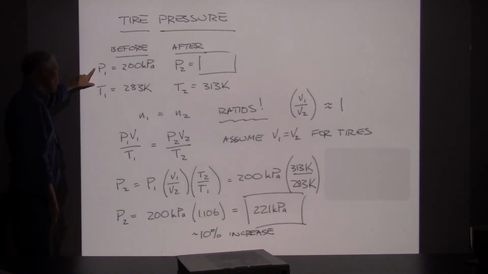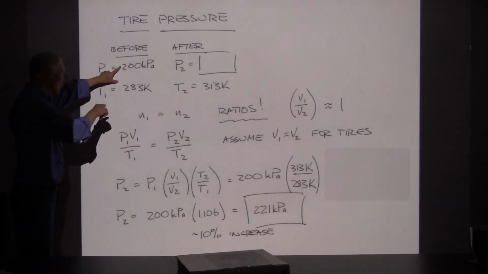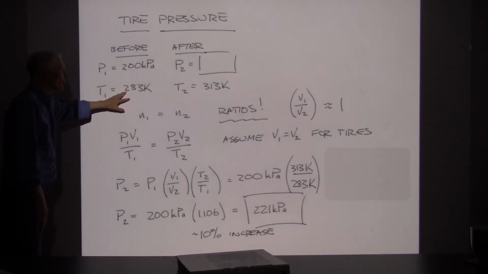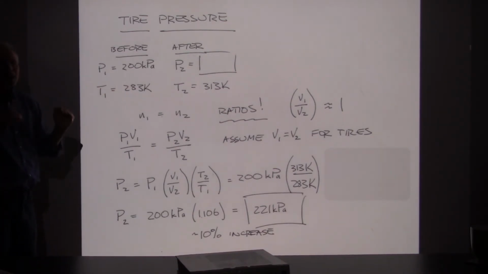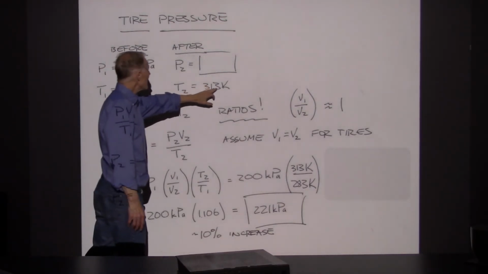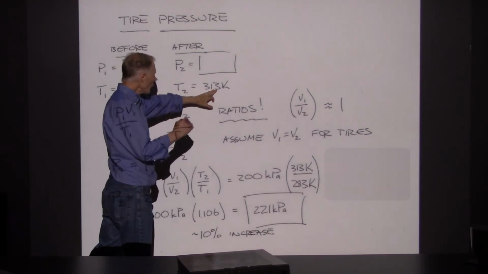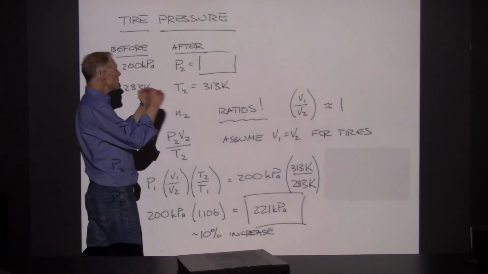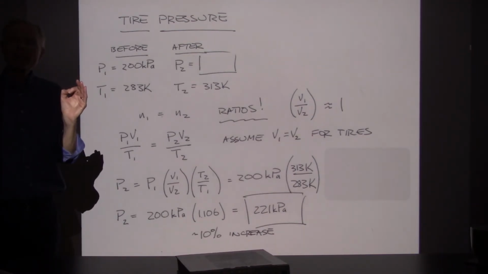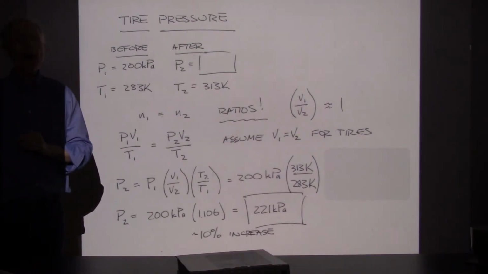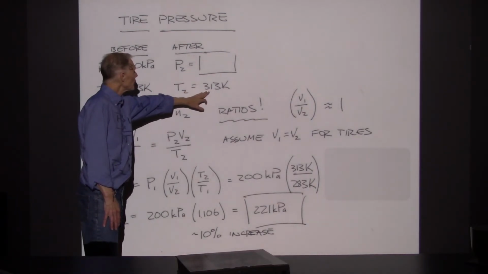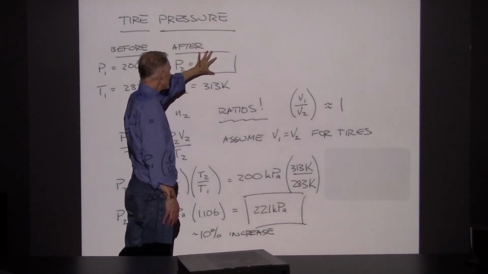First of all, they told us the pressure at the lower temperature is 200 kilopascals, and here is the lower temperature. I can't use Celsius, it's got to be kelvins. Now they say after driving for 100 kilometers, the temperature has gone up to 40 Celsius, which I immediately convert. I don't know how you are, but if I don't convert my temperatures and pressures right away, I forget. So I do that right at the start. So this is in kelvins. They want us to find out what this pressure is.